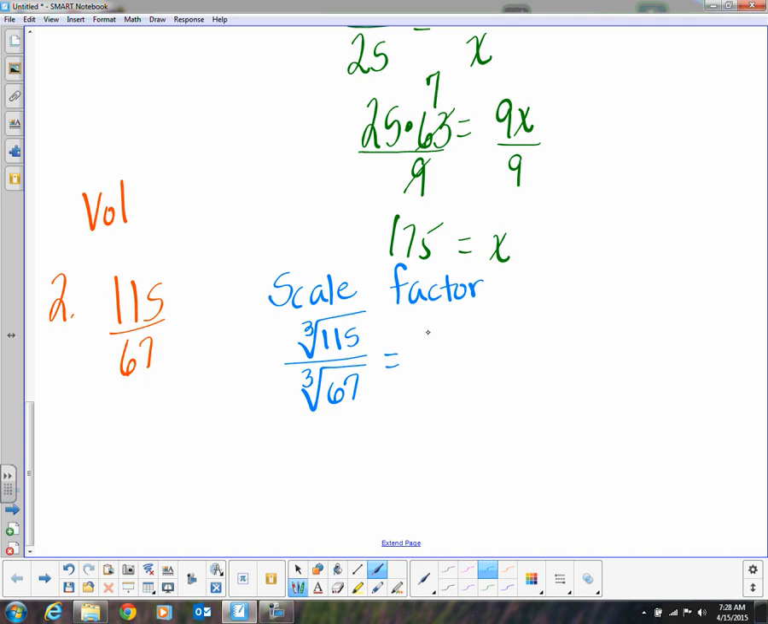Cube root of 115? Let's do about 4 decimal places. Okay, what's cube root of 67? 4.061. The more decimal places you have, the more accurate it will be. What's the cube root of 115?